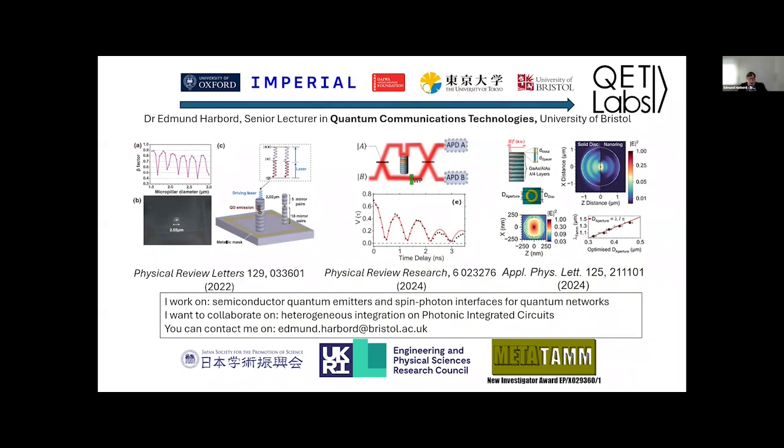So that's my expertise. What I want to collaborate on is heterogeneous integration on photonic integrated circuits. One of the major challenges of these highly efficient single photon sources is they are made from III-V semiconductors, from gallium arsenide and indium arsenide. But if we actually want to achieve a scalable quantum communications technology, we need to pack those onto a photonic integrated circuit. And Japan has a lot of expertise in heterogeneous integration between different materials, and I'd like to collaborate and work with people on developing that.